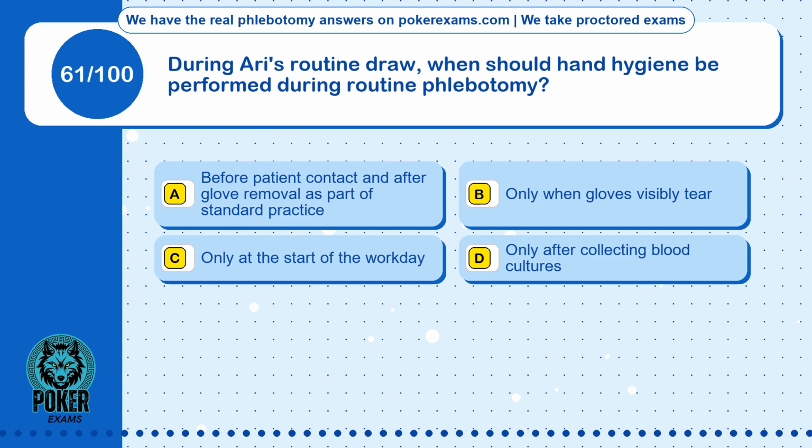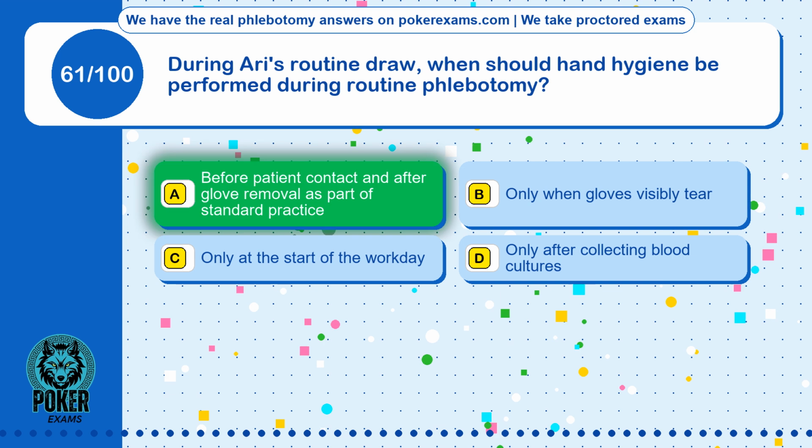Question 61. During ARI's routine draw, when should hand hygiene be performed during routine phlebotomy? Option A. Before patient contact and after glove removal as part of standard practice. Option B. Only when gloves visibly tear. Option C. Only at the start of the workday. Option D. Only after collecting blood cultures.